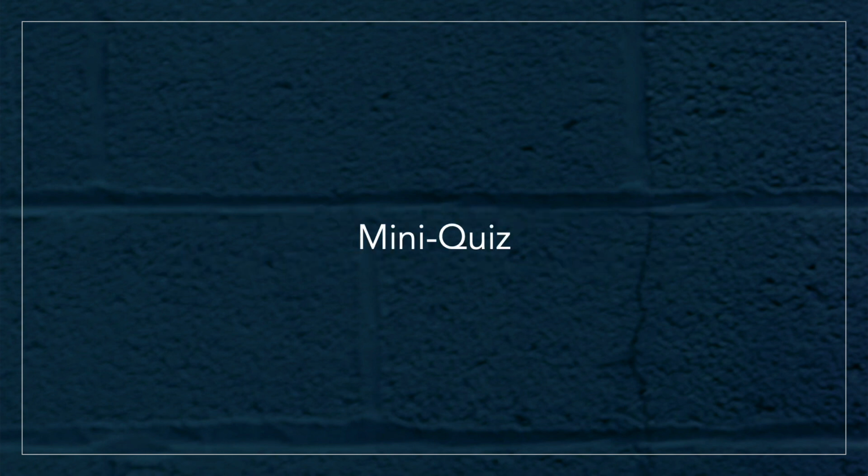Let's go ahead and practice si for if, pero for but, and o for or. In this quiz, I'm going to keep the sentences that occur around the conjunctions pretty simple.